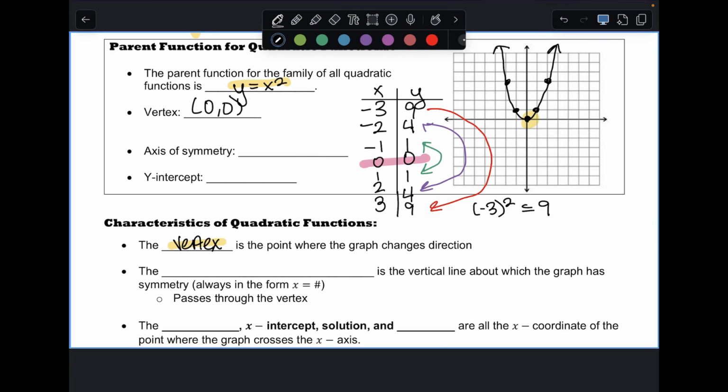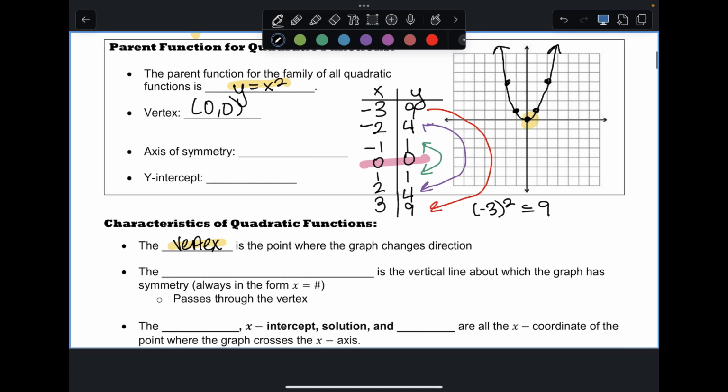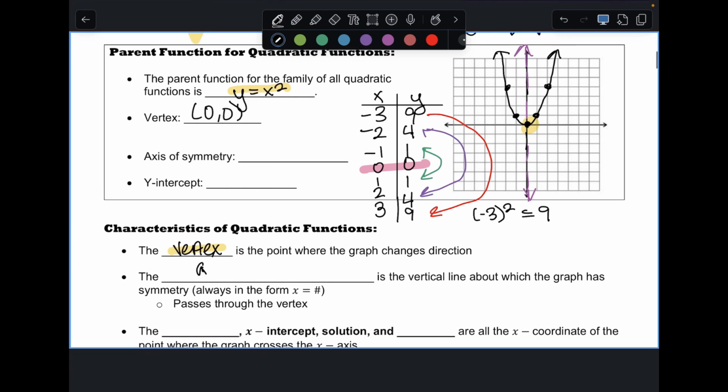Something else, another characteristic that we have is something called the axis of symmetry. Does anyone remember from geometry what symmetry is? Yeah, it's essentially the same on both sides. It's a mirror image of each other. We can reflect it, we can fold it over, and it looks the same. In this case, yes, very good, it is the y-axis. If I draw a dotted line right here, and I fold my graph over that line, it's going to look the same. We call this the axis of symmetry. It is the vertical line that our graph has symmetry around.